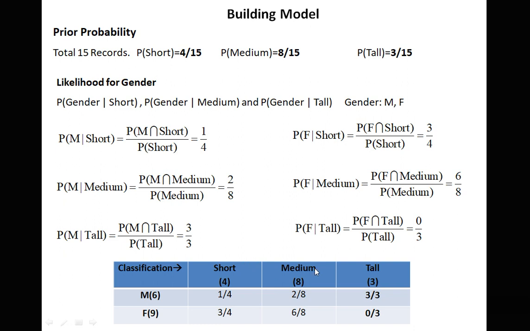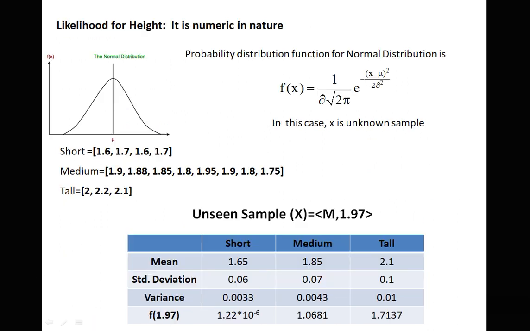Final classes are short, medium, tall. Total records are 15, in which male are 6 and female are 9. After that, this is a combination, that is male and short, male and medium, male and tall, female and short, female and medium and female and tall. So we can see that the summation of the numerators is 3 plus 1 is 4, 6 plus 2 is 8, 0 plus 3 is 3, and summation of the row is 1 plus 2 plus 3 is equal to 6. So we can cross check our answer with this table.